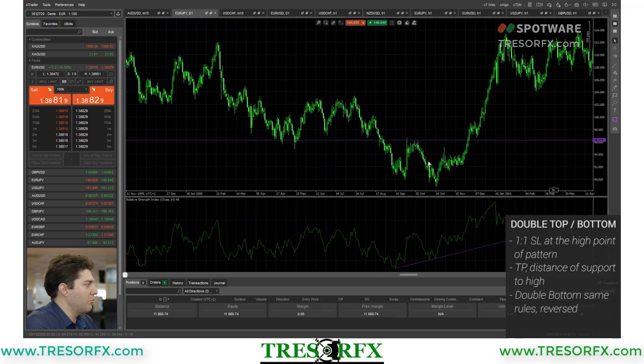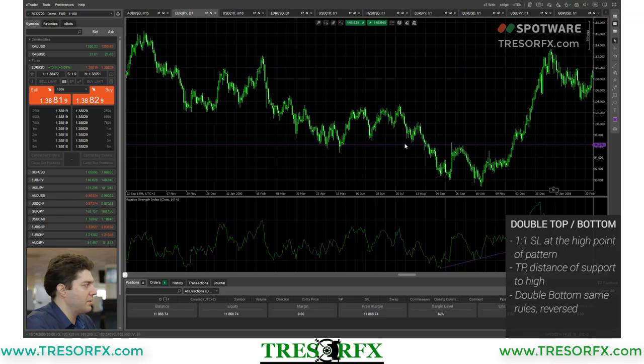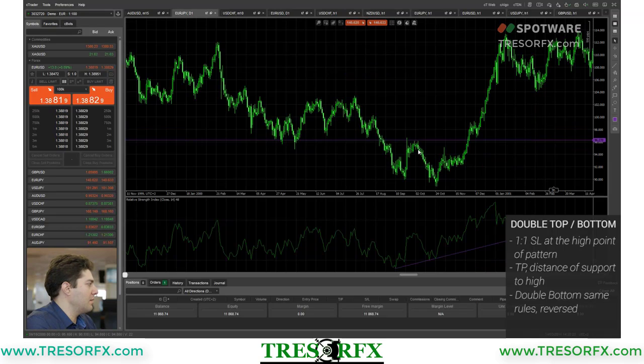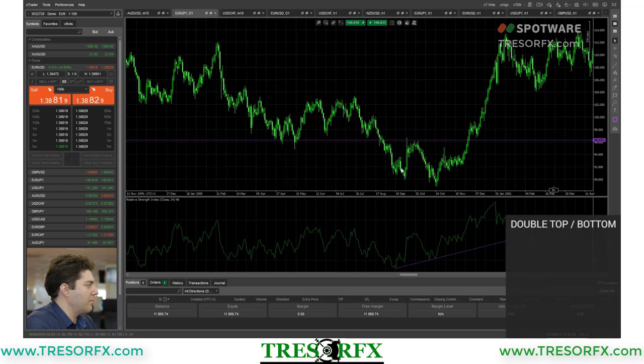Here we have a double bottom pattern. I'm not going to go too much into details about that because it's the same as the other pattern. The only difference is that it's at the bottom of a downtrend. Again, we have the same formations, but what I want to show you here, I want to show you a tip since I've drawn this indicator, relative strength index.